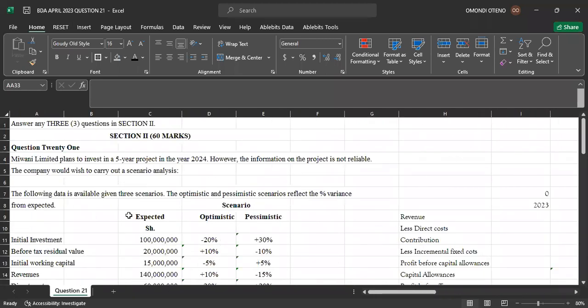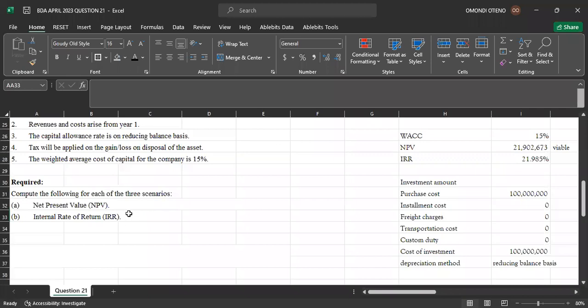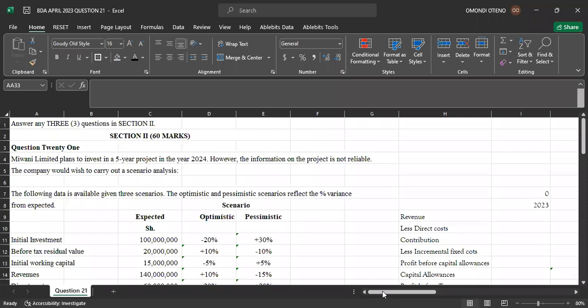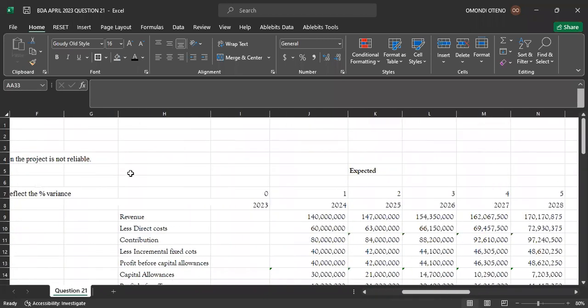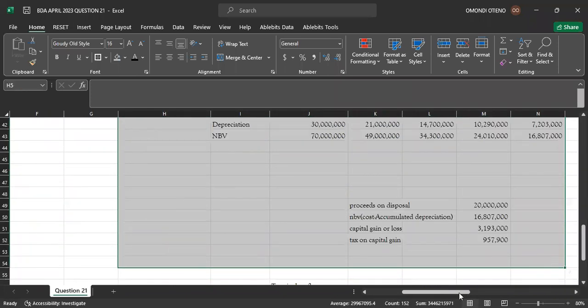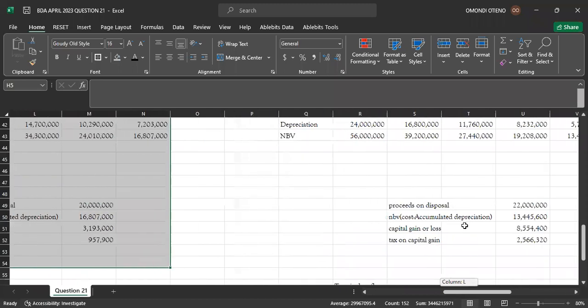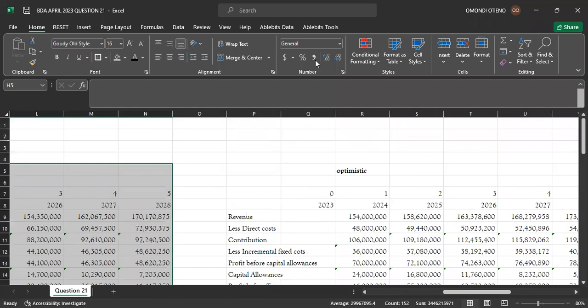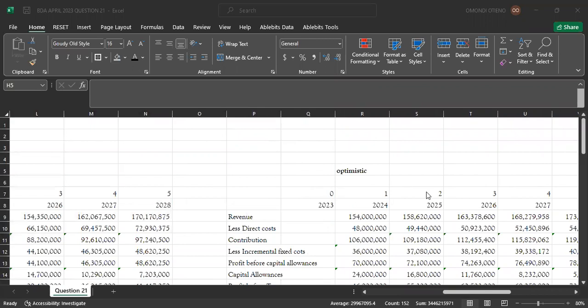So this is what was given to you in April for you to get your 20 marks. As we've seen, the only challenge was to set up the expected items. Once you set up the expected items, this now becomes very, very simple. Set the expected, then other things will follow.